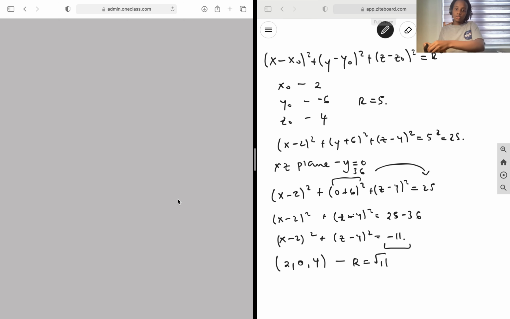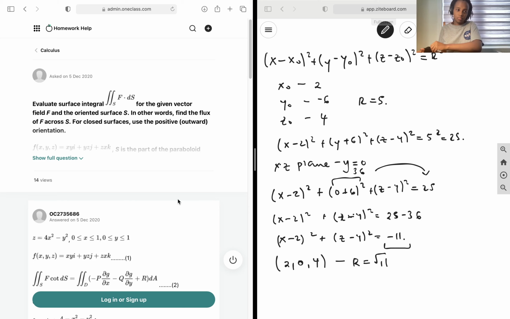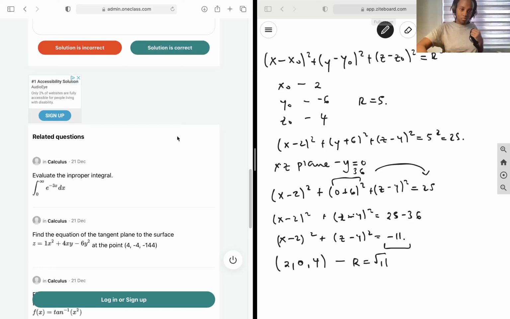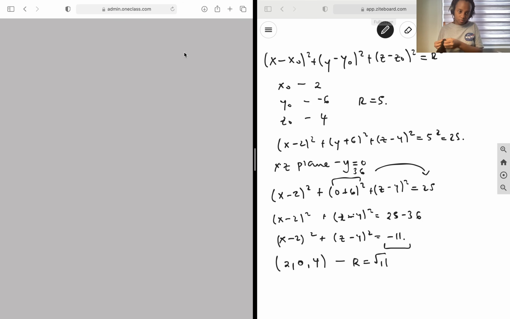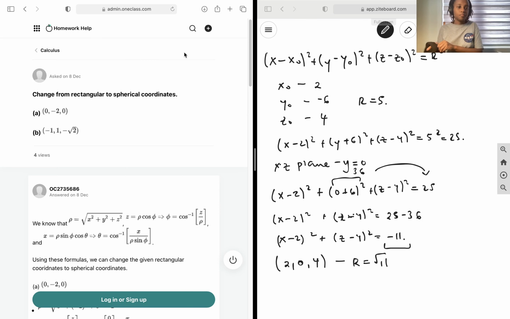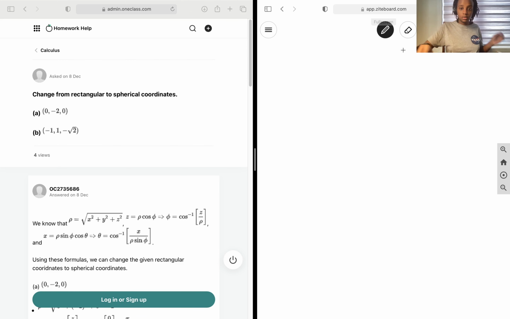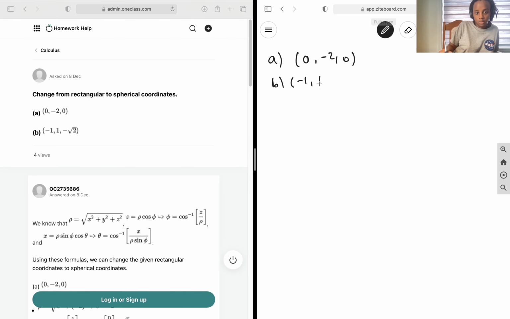Okay, on to our next question. We want to change from rectangular to spherical coordinates these points. Rectangular is the same as Cartesian. And we have (0, -2, 0) and (-1, 1, -root 2).